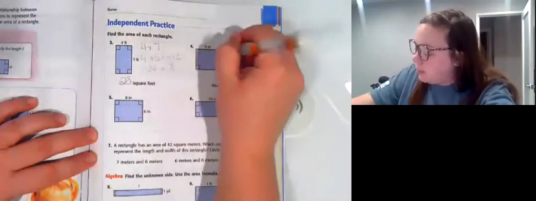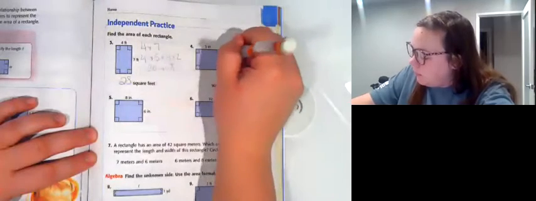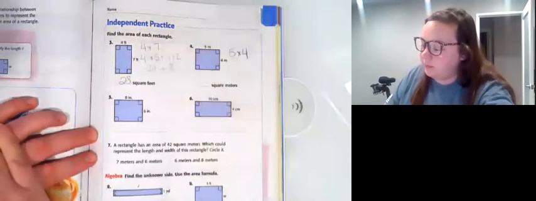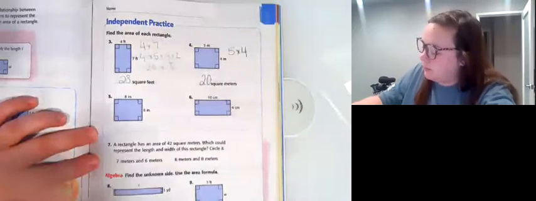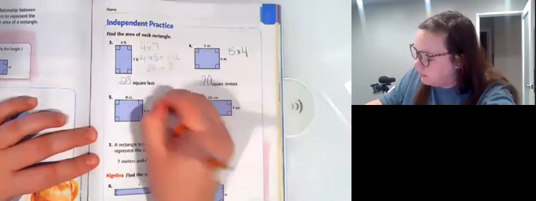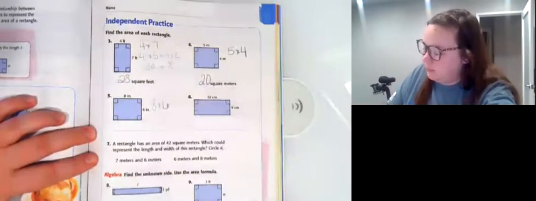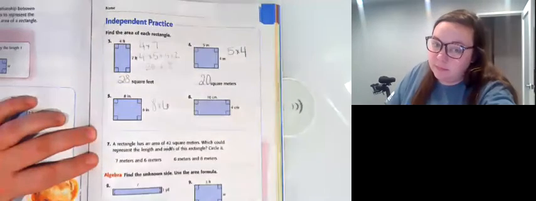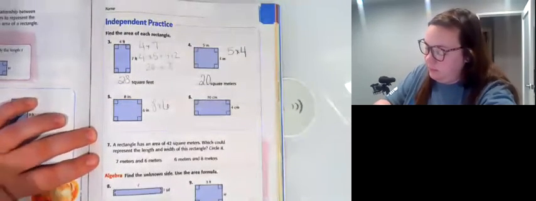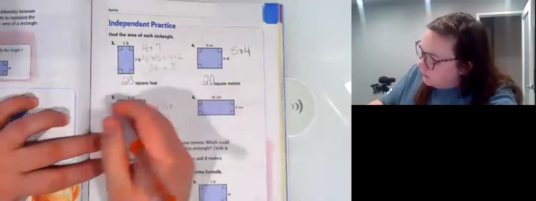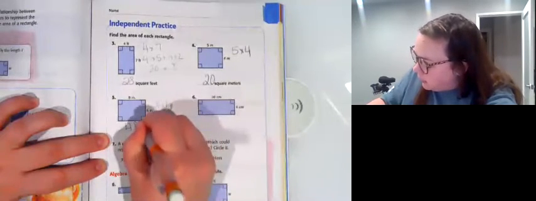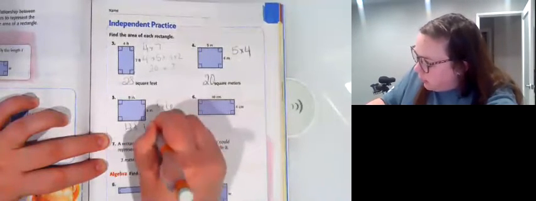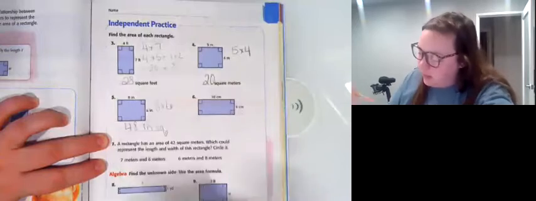5 times 4, 20 square meters. 8 times 6, 48. Here we need to write our label, inches square, or you can write square inches.